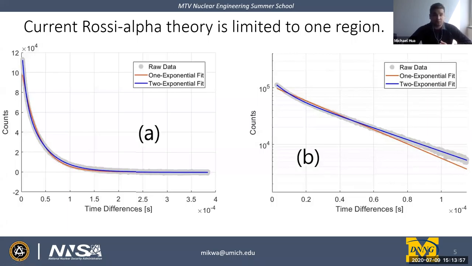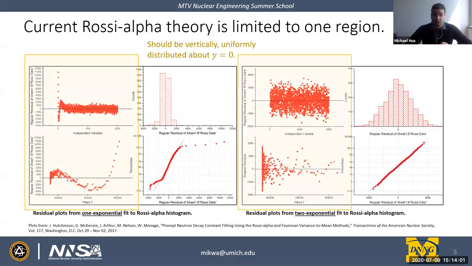Besides looking at this with our eyes, we can look at what prior work did. So lots of plots here. I'm going to walk through it. Just pay attention to the ones that are highlighted. On the left is one exponential, and on the right is two exponential. And for these residual plots, we expect them to vertically be uniformly distributed about y equals zero. So it should look the same. In the one exponential, it does not look the same; it has structure, which means that the fit is missing structure. Whereas if you look at the two exponential, it's pretty uniform up and down. It's not uniform left to right, but up and down, it is uniform.